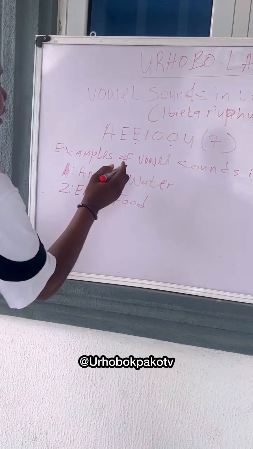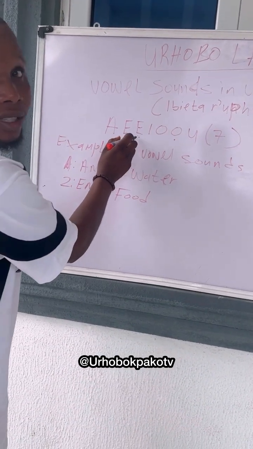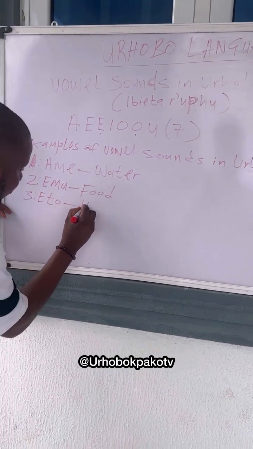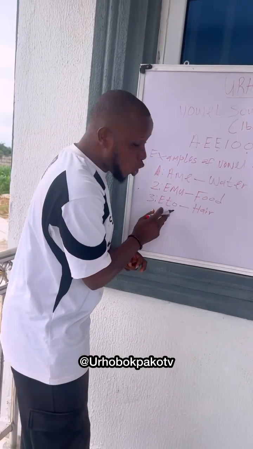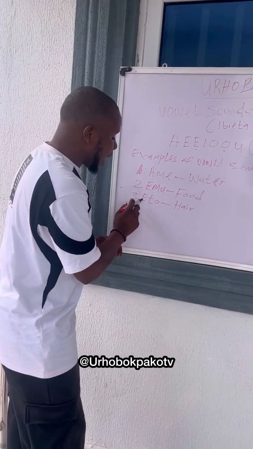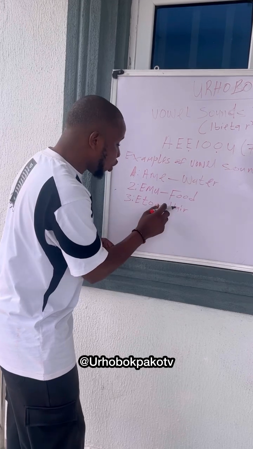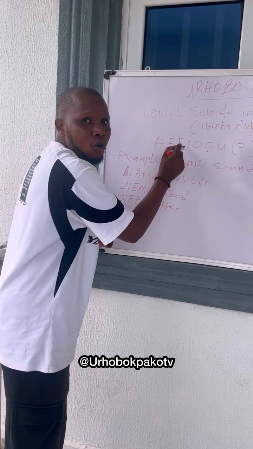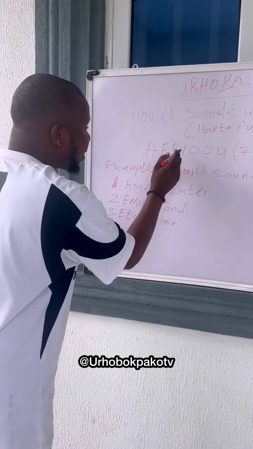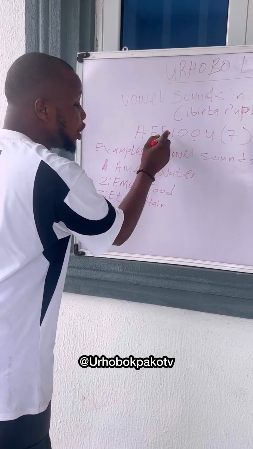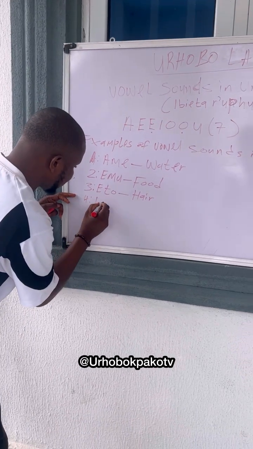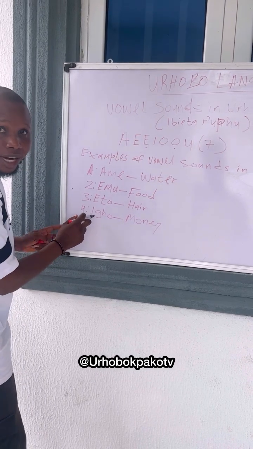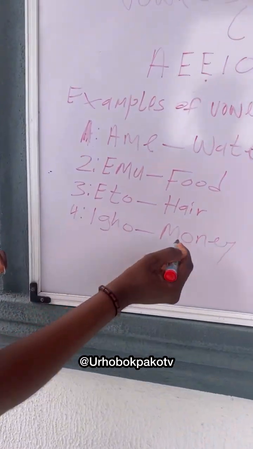Now let's make use of this E that carries a dot at the bottom. Eto. Now let's make an example with this I, which is pronounced in Urhobo as E. Ego, money.